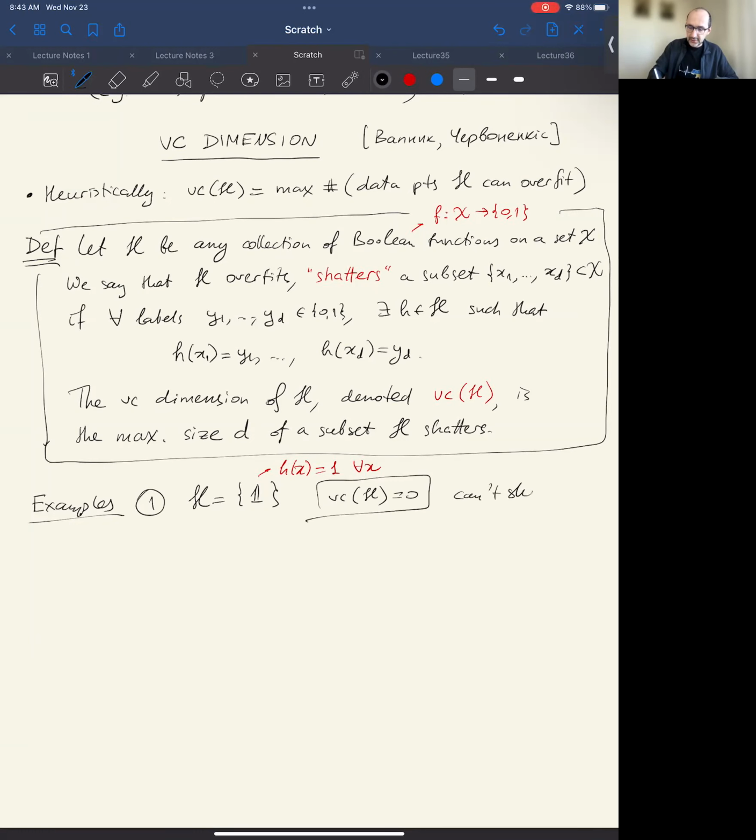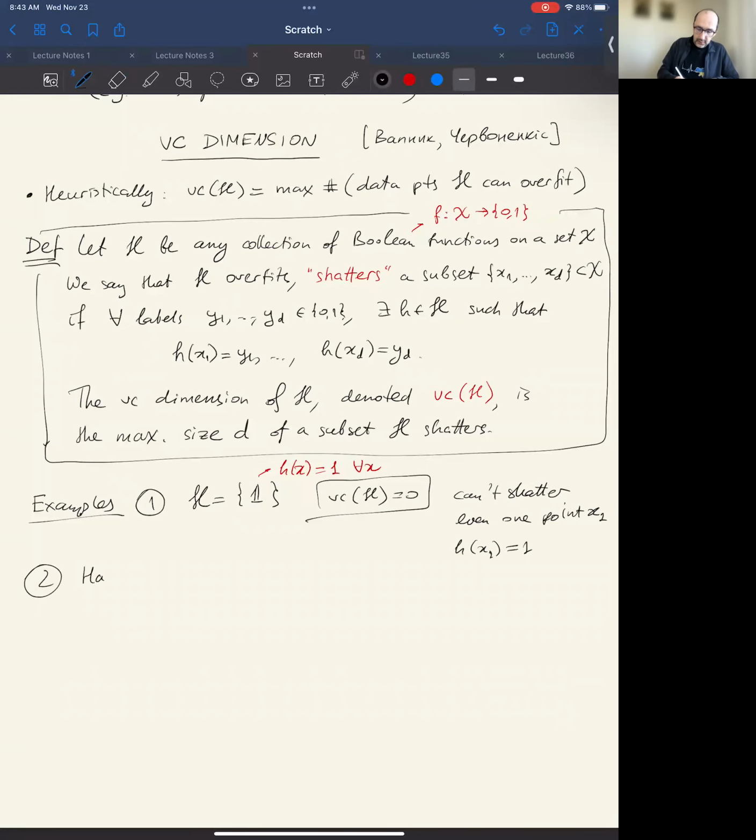It can't shatter even one point x1, because the value on x1 is 1 always, and it needs to be 1 or 0. There have to be two functions.